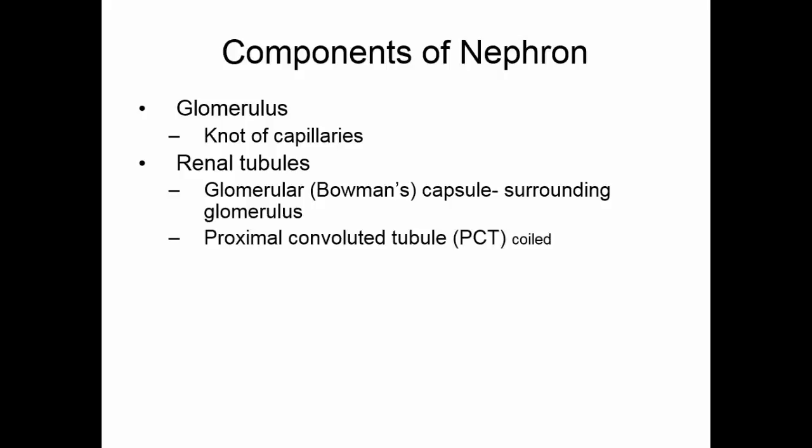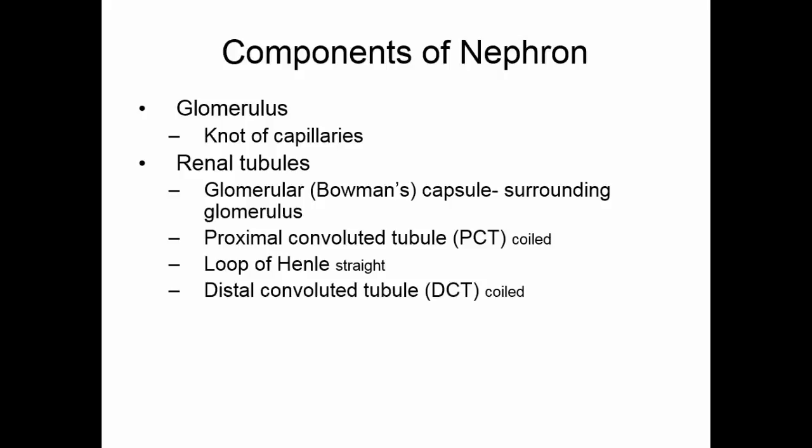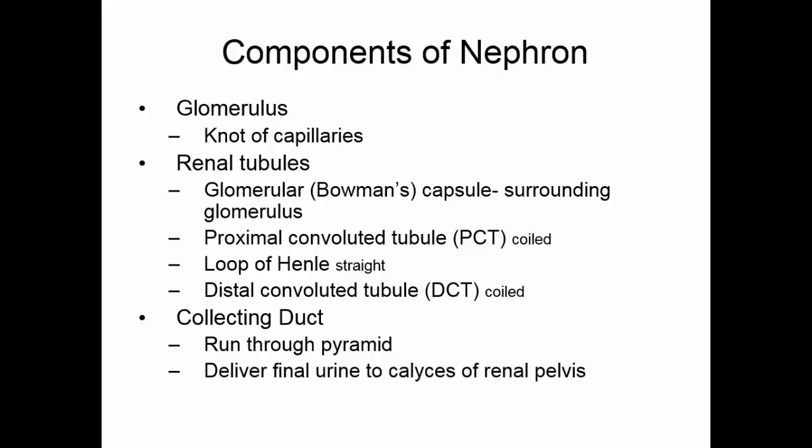Then we have the proximal convoluted tubules, which are a series of coiled tubes near the glomerular capsule, the loop of Henle, which loops down into the medulla, and then the distal convoluted tubules. These are also coiled tubules, but they're called distal because they're further away from the glomerular capsule. The distal convoluted tubules will drain into the collecting duct. These are the tubes that run through the pyramids, giving them that striped appearance. They deliver the final urine to the calyces of the renal pelvis.